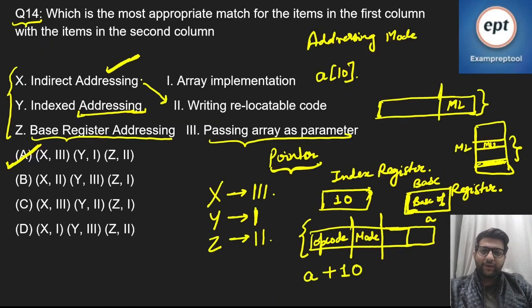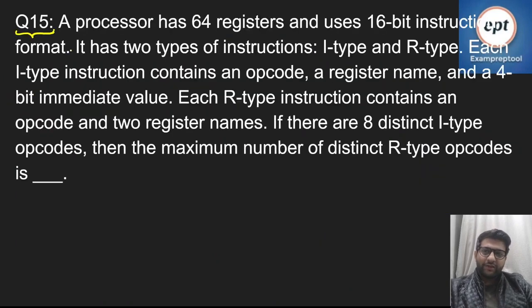Right, so see, these types of addressing modes are very confusing. There are a lot of addressing modes and sometimes even I get confused. So just try to be very clear with these addressing modes, right? So question number 15 says that a processor has 64 registers and uses a 16-bit instruction format, right?